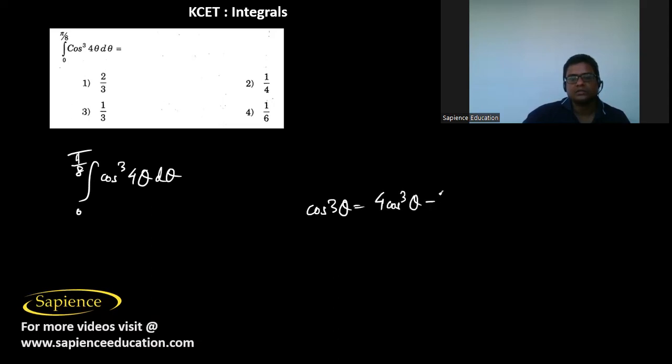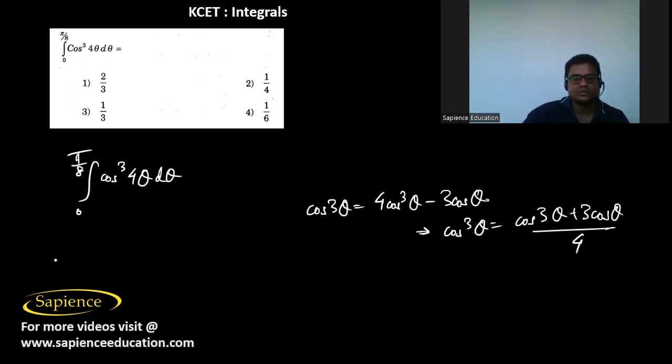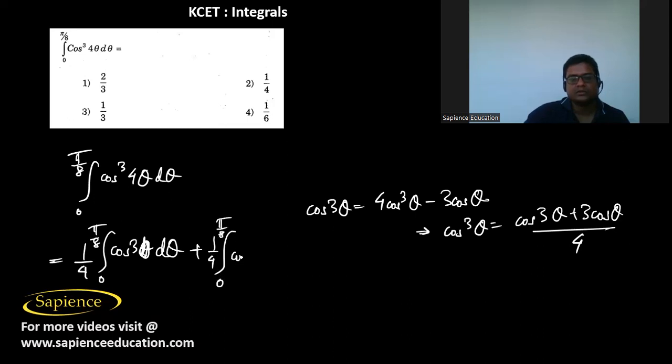Then here it is told integral 0 to pi by 8 cos cube 4 theta d theta. So now we know that cos 3 theta is equal to 4 cos cube theta minus 3 cos theta. So therefore cos cube theta can be written as cos 3 theta plus 3 cos theta by 4. So this can be written as 1 by 4 integral 0 to pi by 8 cos 3 theta d theta plus 1 by 4 integral 0 to pi by 8 3 cos theta d theta.